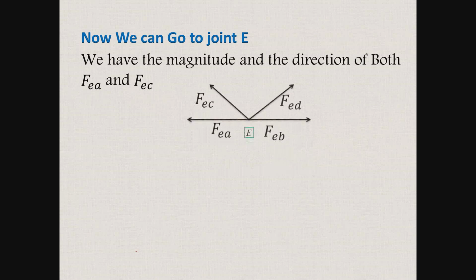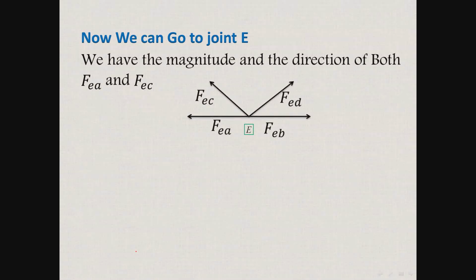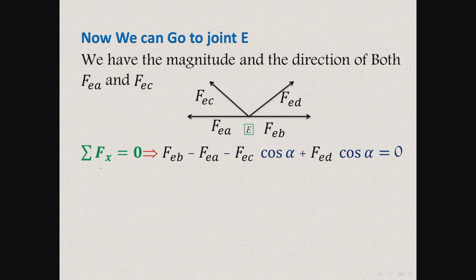Now we can go to joint E. We have the magnitude and the direction of both the force in the EA member and the force in the EC member. This is the free body diagram for joint E. The sum of the forces in the x direction equals 0. We have FEB minus FEA, and the x component of the force EC equals FEC cosine alpha, and the x component of the force ED equals FED cosine alpha.